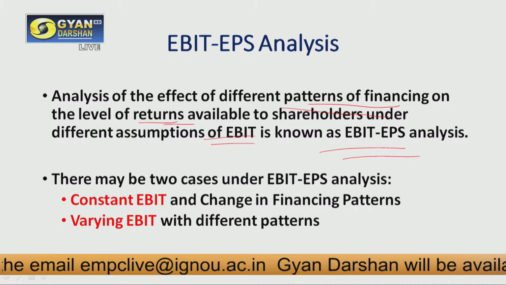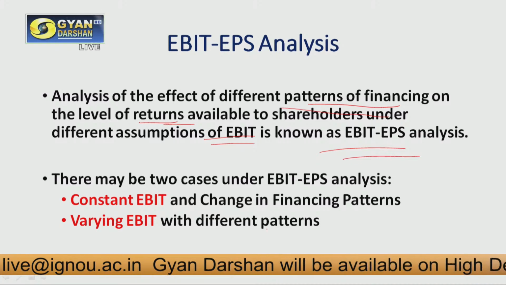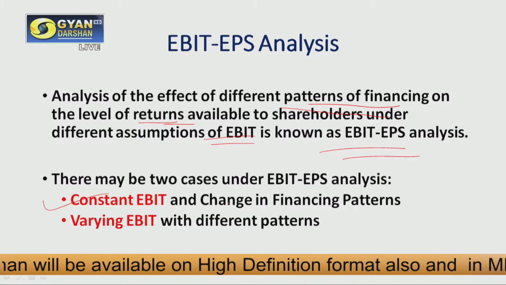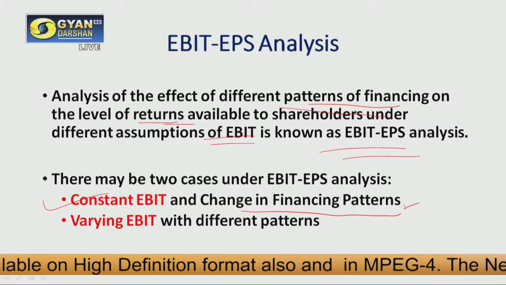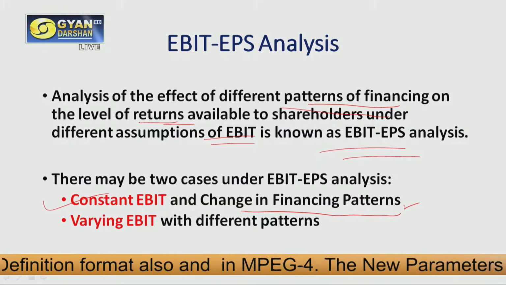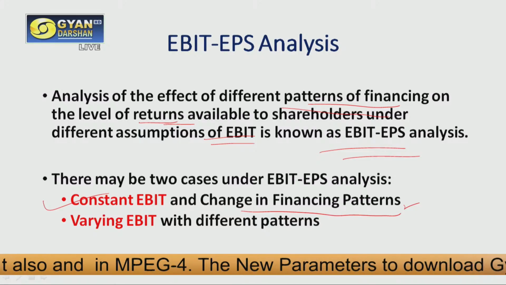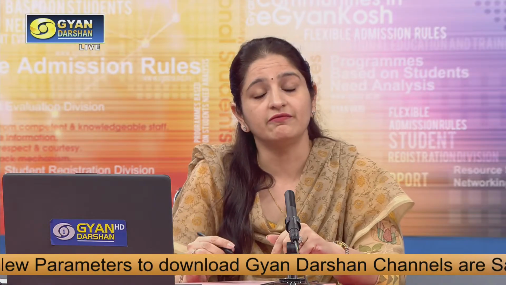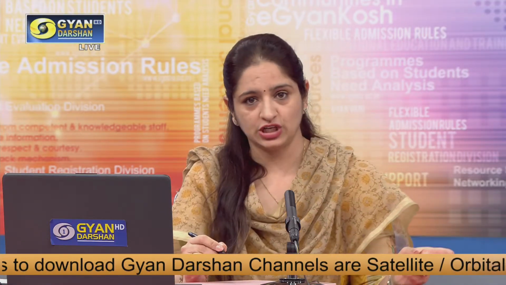Now there may be two cases when we are doing EBIT and EPS analysis. Case one, when we have our EBIT as constant and the financial patterns are changing. That means the EBIT will remain constant under different financing patterns, under different capital structure. And then we have one more situation when our EBIT is also changing with the change in financial patterns. So we are going to analyze this with the help of numerical examples, for having better understanding of how and why this EBIT-EPS analysis is done.